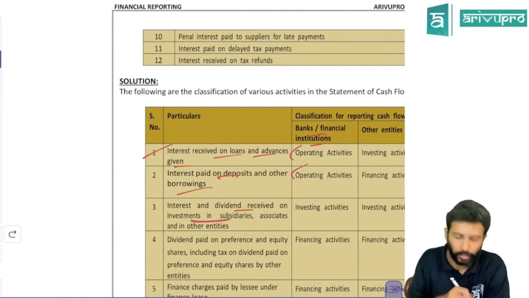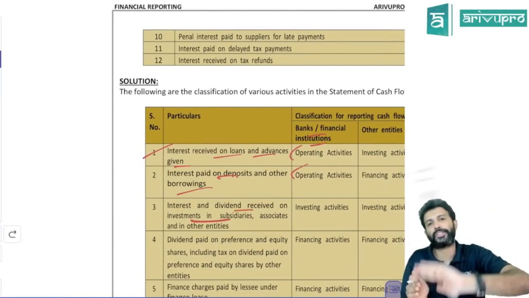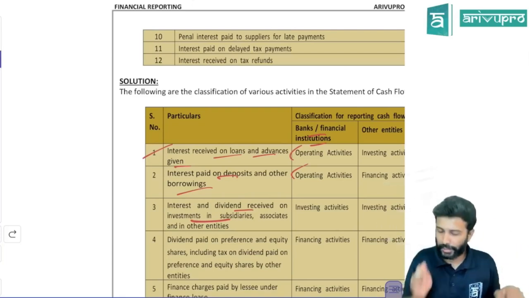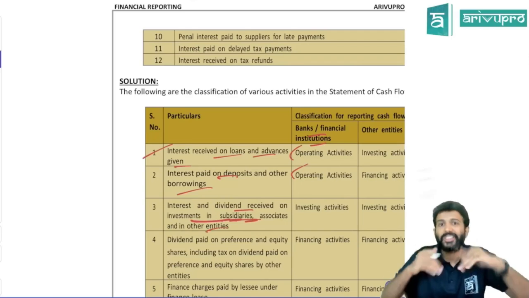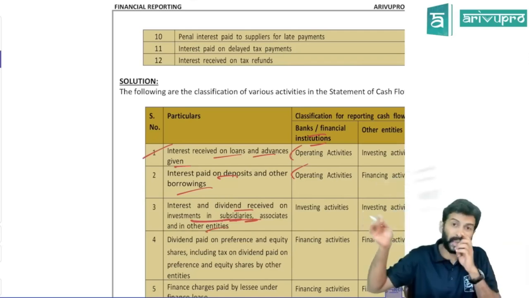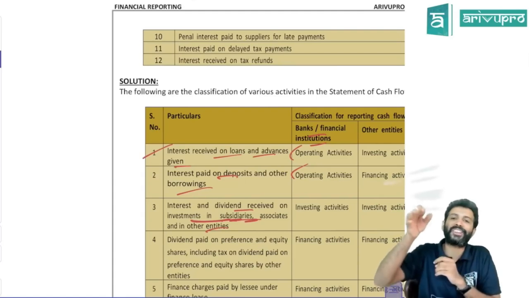Interest and dividend received. Normally, if it stopped there, interest and dividend received, for banking or financial institutions we would have done operating activity. But they told here, this is interest and dividends for investment made in a subsidiary. Every bank will go on purchasing shares of subsidiaries.